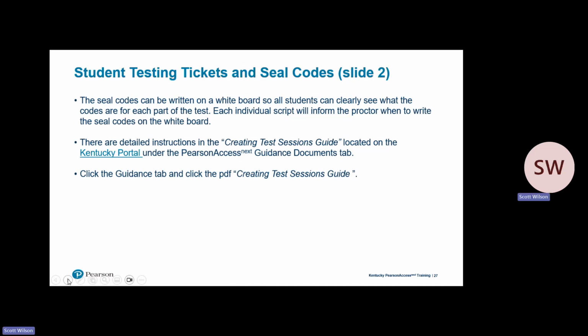For the seal codes, you can write them on a whiteboard so that all students can clearly see what the codes are for each part. Each individual script will inform the proctor when to write the seal codes on the whiteboard. Again, if you go to the Kentucky portal, there is information and detailed instructions on this in the Creating Test Sessions Guide.